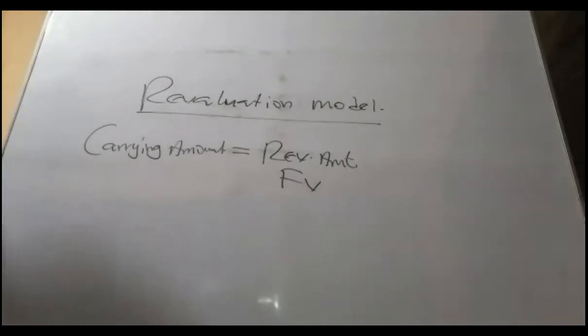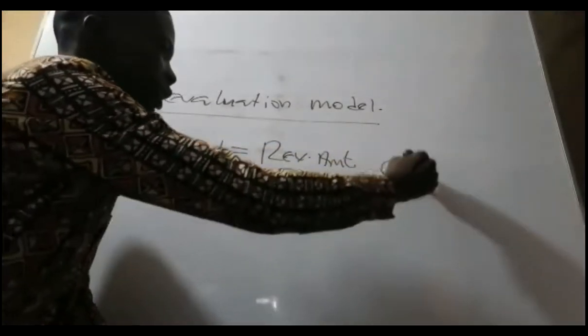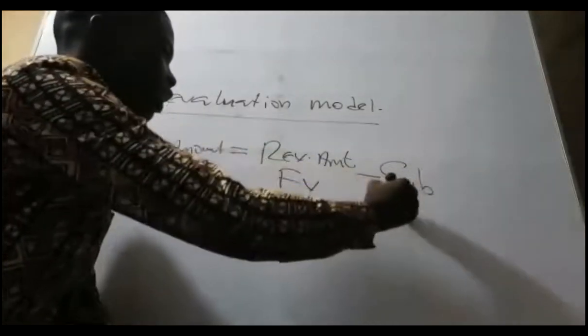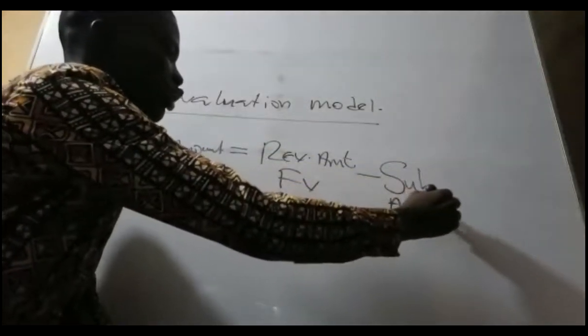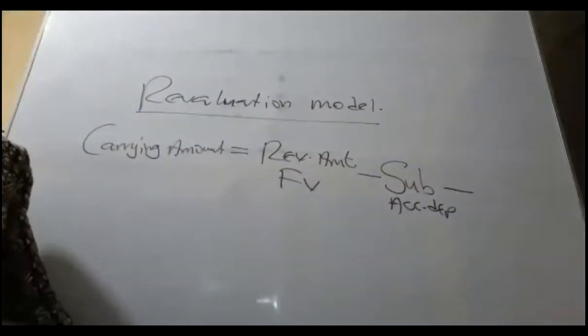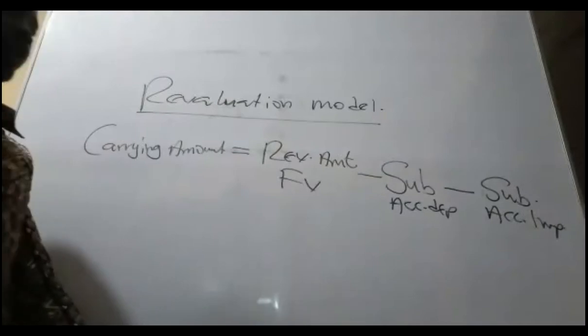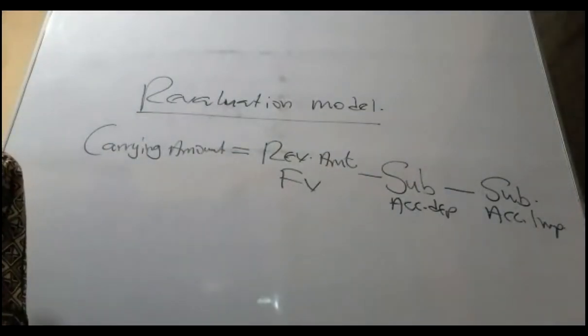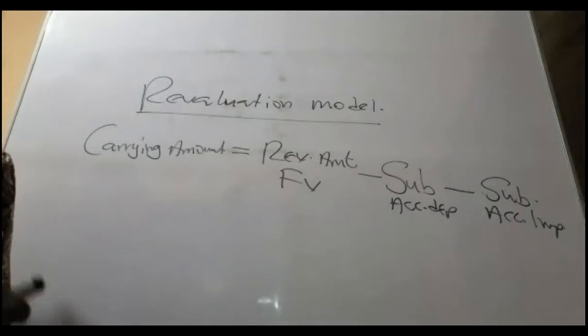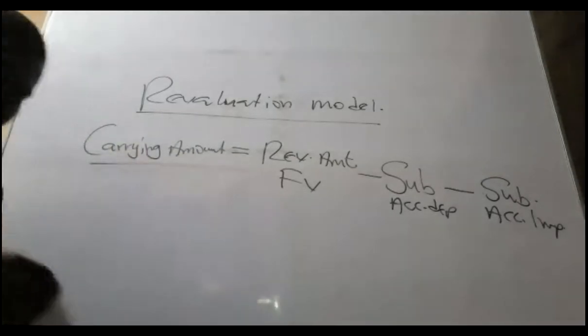The revalued amount is also called fair value, less any subsequent accumulated depreciation. The word is subsequent accumulated depreciation. Again, less subsequent accumulated impairment loss. So that is the game. All of them are looking for one item, which is what? Carrying amount.